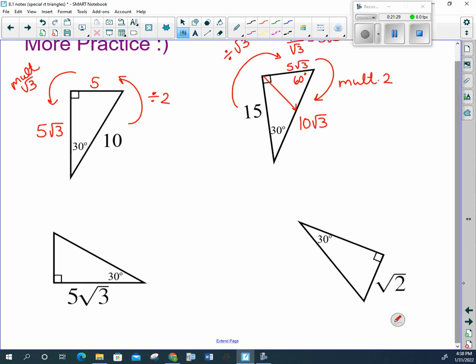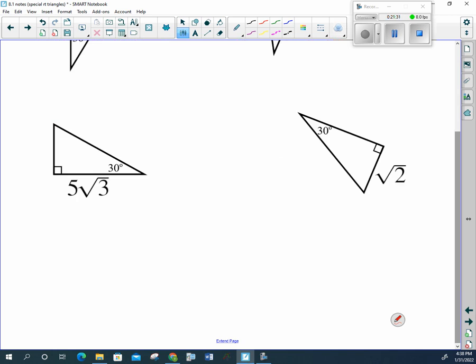All right, down here, these bottom 2. Once again, this is the side across from the 60. So to get to the shortest side, we need to divide by the square root of 3. So 5 root 3 divided by the square root of 3 is 5. So the short side's 5. Now we got to go to the hypotenuse, and so multiply that by 2, or double it. So if you multiply it by 2, this is 10. That's your hypotenuse.